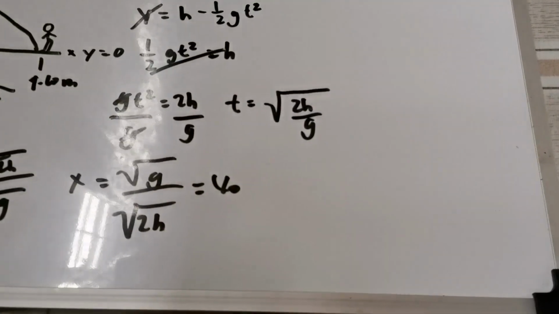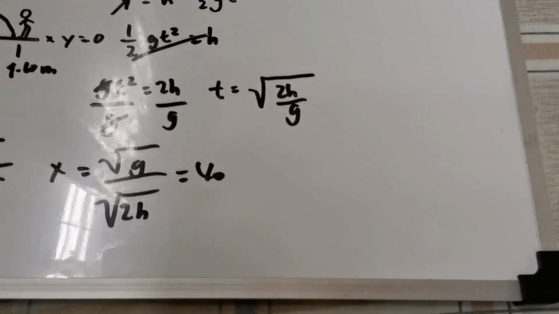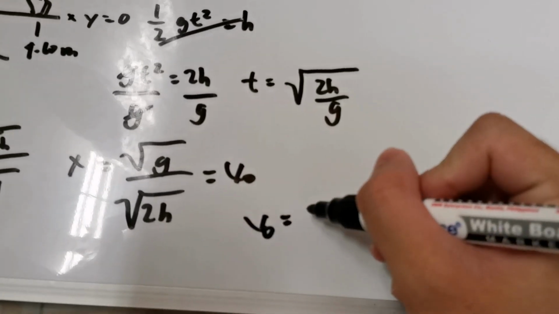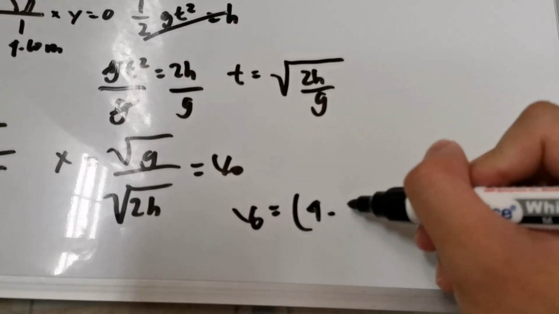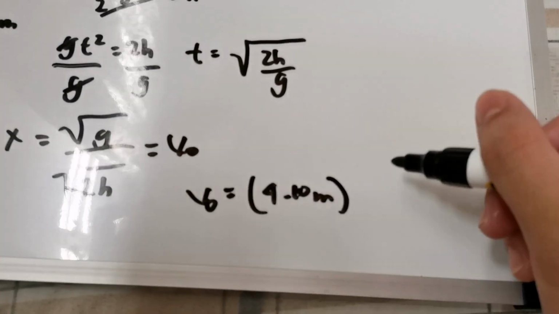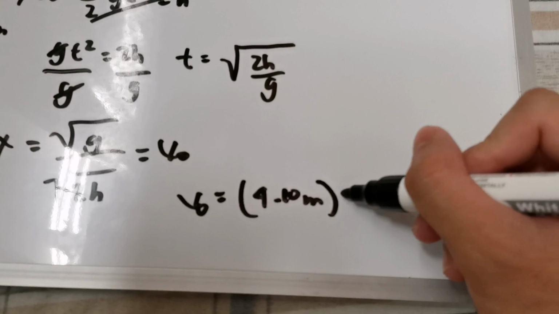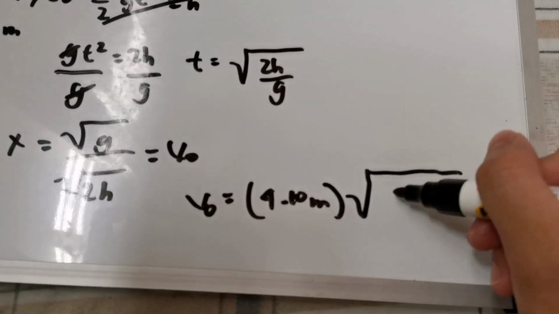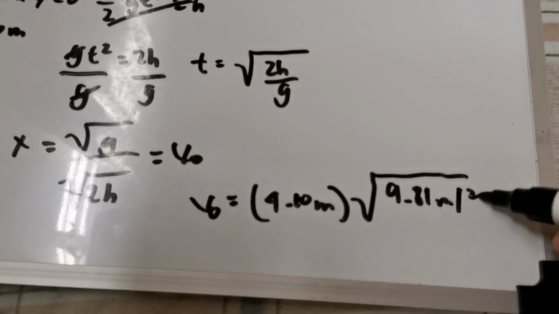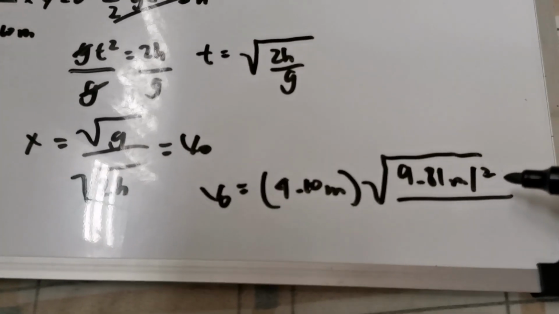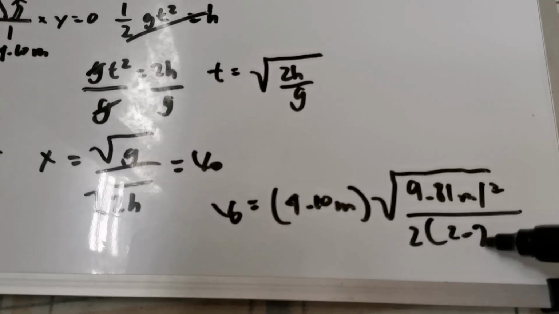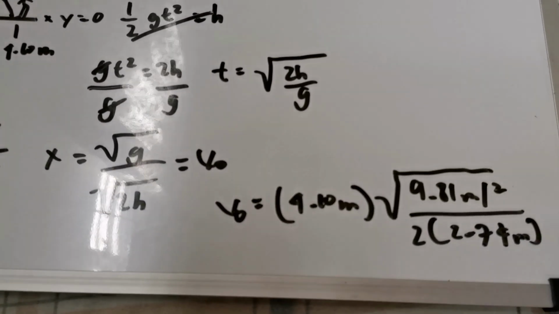So, solve na natin siya. Ito na ang kanyang kalalabasan. v sub o is equal to x, which is 4.10 meters, times the square root of 9.81 meters per second square over 2 times 2.74 meters. So, ayan.